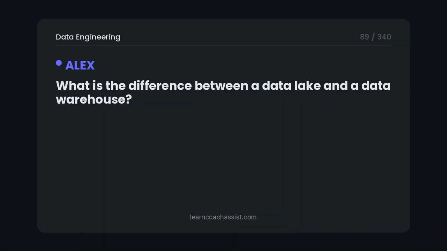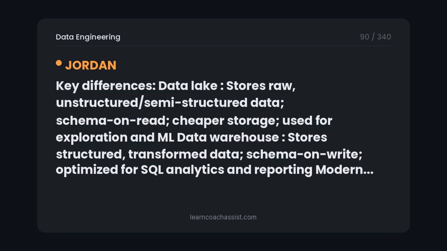What is the difference between a data lake and a data warehouse? Key differences: a data lake stores raw, unstructured or semi-structured data, with schema on read, cheaper storage, used for exploration and ML. A data warehouse stores structured, transformed data, with schema on write, optimized for SQL analytics and reporting. Modern architectures often use both, with lakes feeding warehouses, or adopt a lakehouse to combine their strengths.